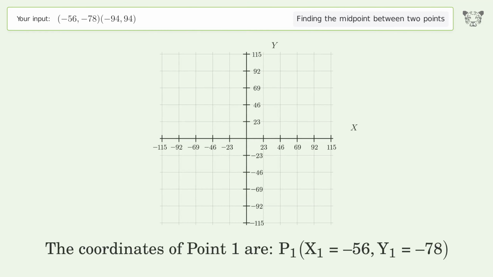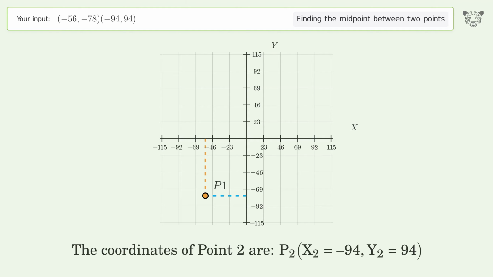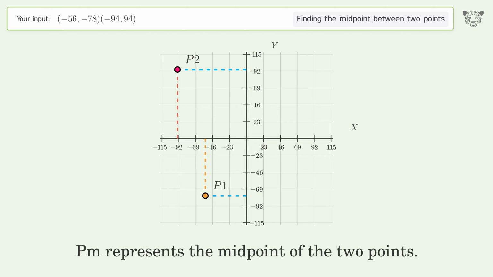The coordinates of point 1 are, x1 equals -56, y1 equals -78. The coordinates of point 2 are, x2 equals -94, y2 equals 94. PM represents the midpoint of the 2 points.